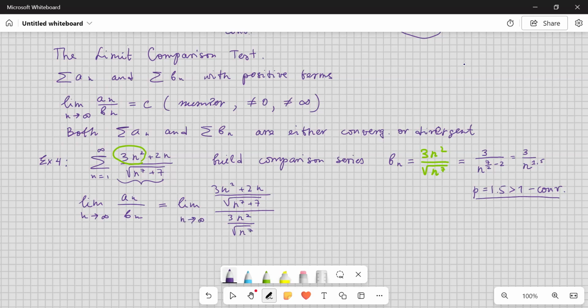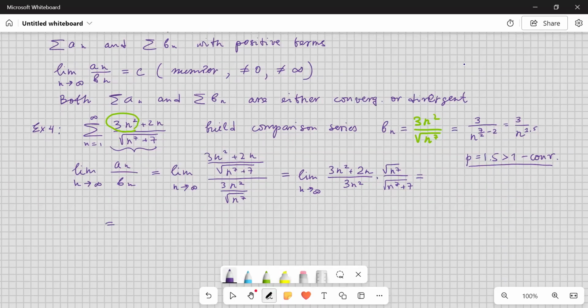In this limit, I'm going to separate similar terms. For example, fraction terms, or terms without square root, are going to be separate, making a fraction (3n squared plus 2n) over 3n squared. I'm combining similar terms together. And for the square root terms, the square root of n to the power of 7 over the square root of n to the power of 7 plus 7. You are going to see why I'm doing this.